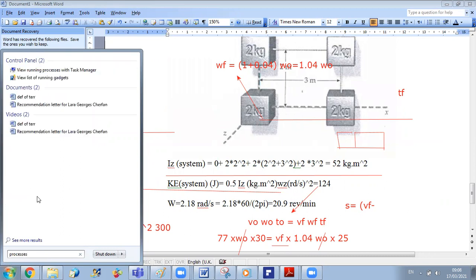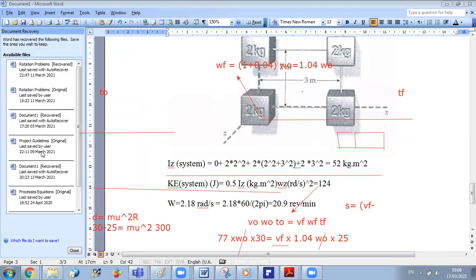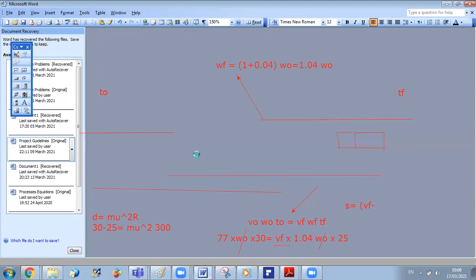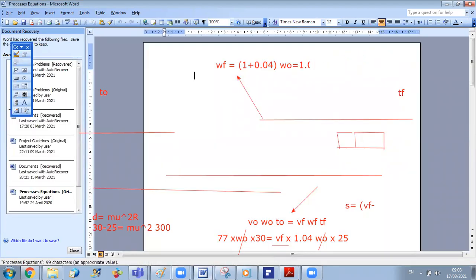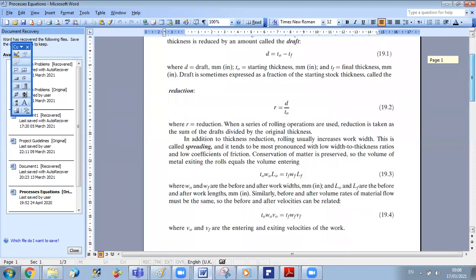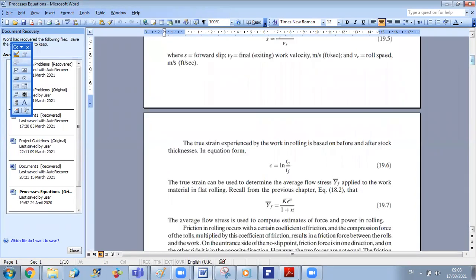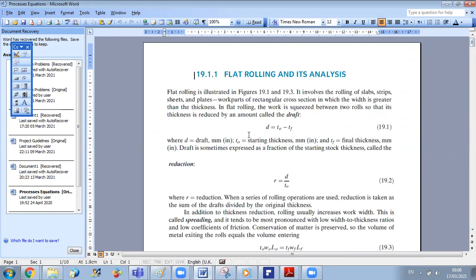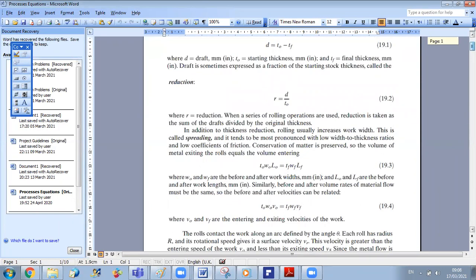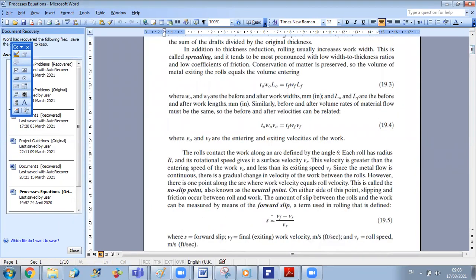Here you have the summary sheet of process equations. You can have a formula sheet with you at the exam, but it's good to know them so you can directly apply them. We will remember together all the equations. You have all of them here, even a sheet summarizing all the equations. This is the draft, this is the reduction, this is the volumetric conservation. This is the forward slip, the variation: V final minus V roll over V roll. So when they ask for the forward slip, we should calculate this ratio.